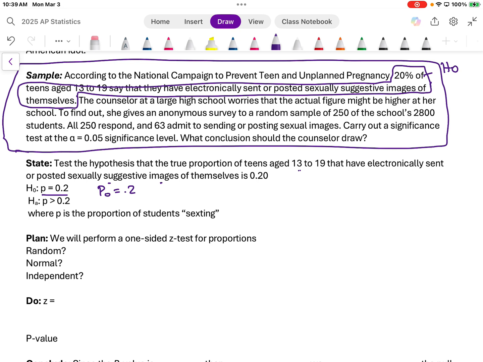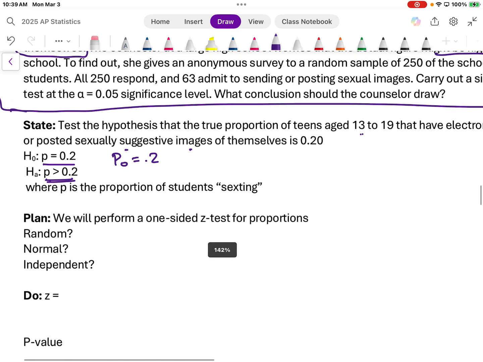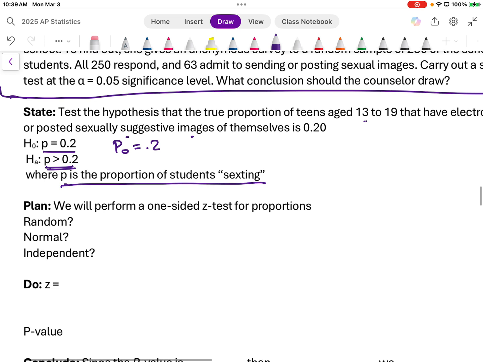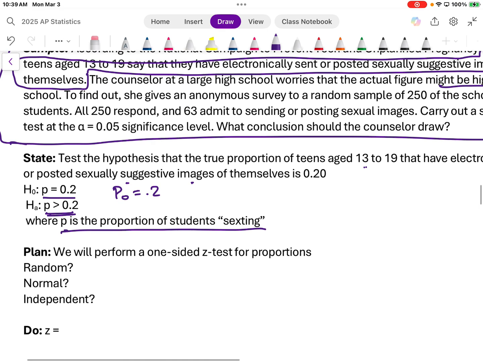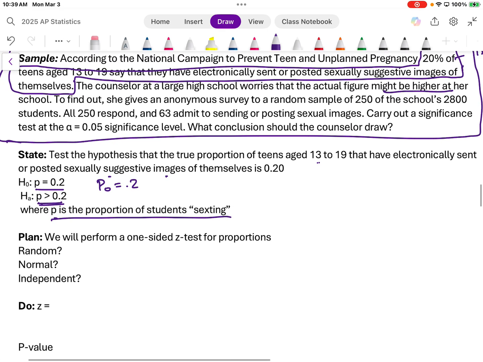Here, she thinks it's greater than. She uses the idea that it might be higher, so that lets us know that we're doing greater than 0.2. And then she defines what P is. P is the proportion of students sexting or sending sexually suggestive images. We're going to perform a one-sided z-test for proportions if conditions are met. So, random. They tell us they did a random sample of 250. So let's change colors. Random sample of 250.